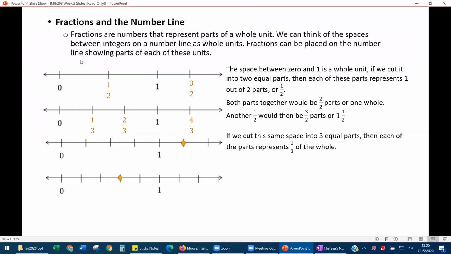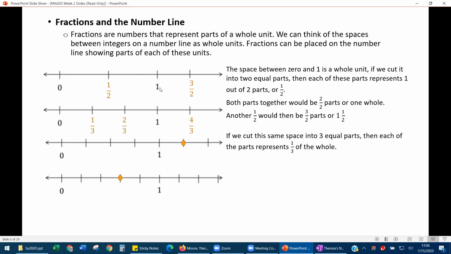If we cut it into 2 pieces, each piece represents a half of the unit. So this piece is 1/2. This piece here is also a half. So this first mark represents half. Now, if we jump over to 1, this would be 2 halves, because this would be the space from 0 to 1. So from here to here is 1/2, but from here to here would be 2 halves.